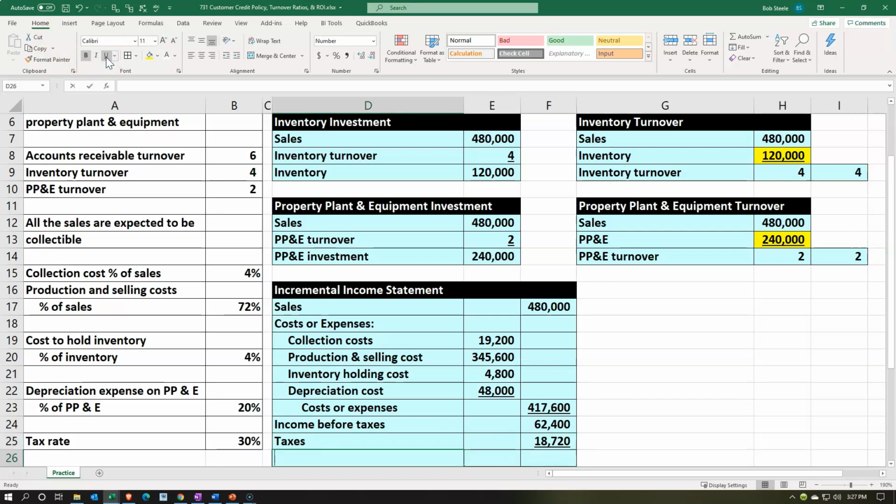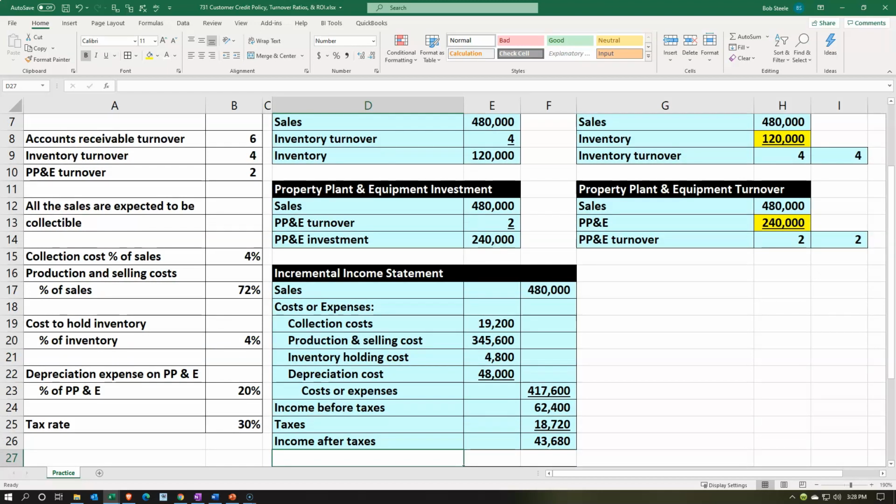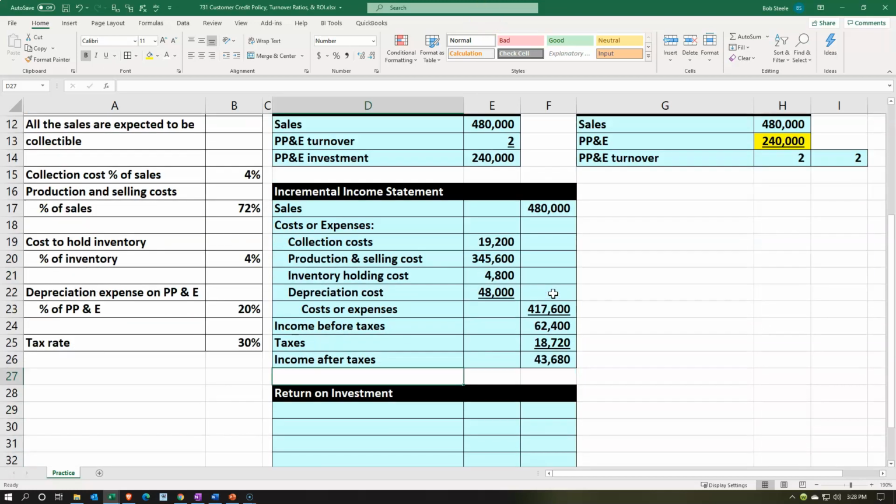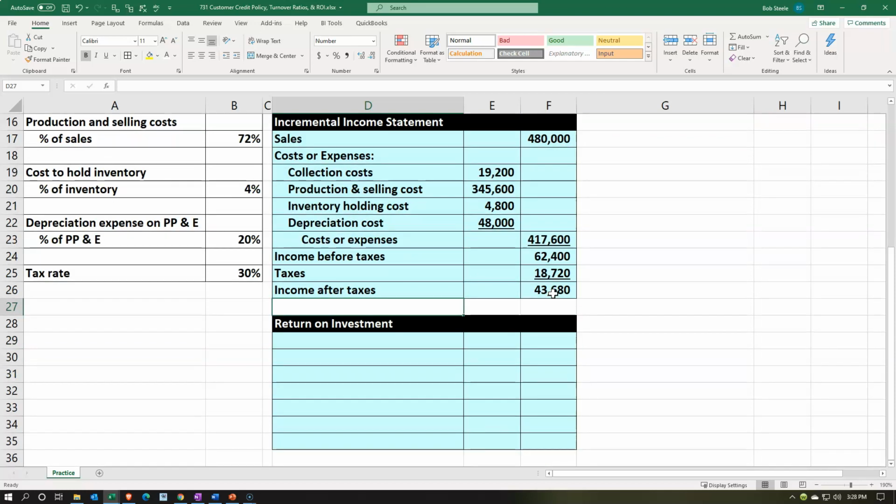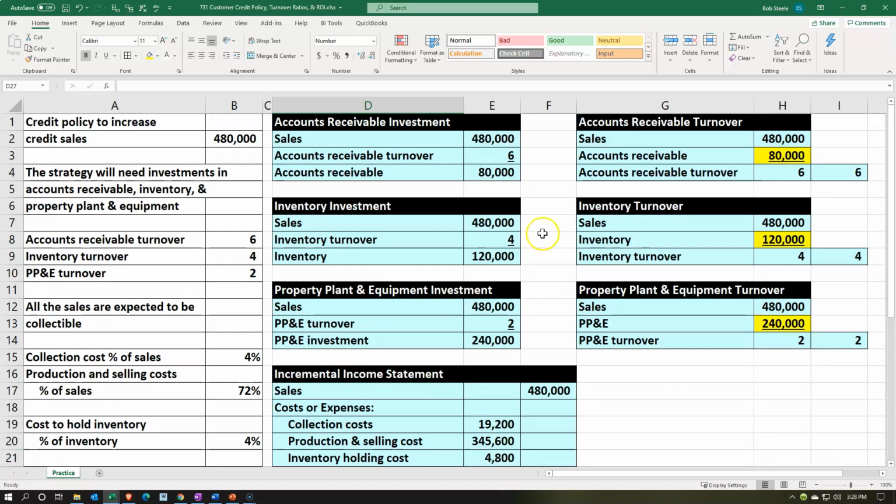And that'll give us finally the income after taxes, which is going to be equal to the 62.4 minus the 18,720. And we've got the 43,680. So we have a positive effect, the 43,680 for the change that we're considering here. Let's look at our return on investment. Now we can consider these asset increases as kind of like an investment, right?